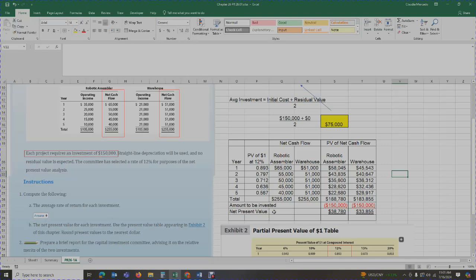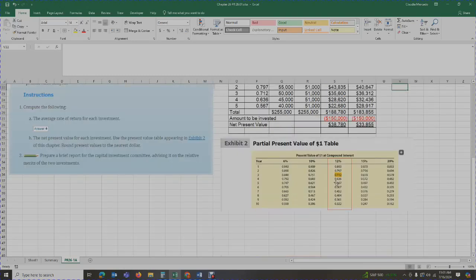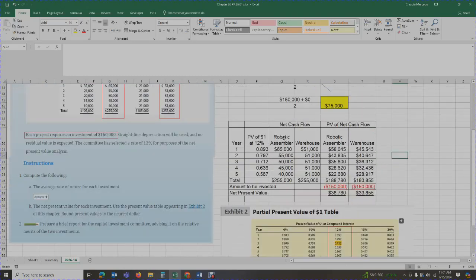Of our estimated cash flows for each of the projects. So the robotic assembler yields a higher present value than the warehouse. Now that is requirement 2, the actual calculation, and they're very simple. You just have to get the rates from the table and multiply it against your net cash flows for each of the projects to give you your present value of the net cash flows, and then you can evaluate. Make sure you deduct your initial investment, and that will yield the net present value.